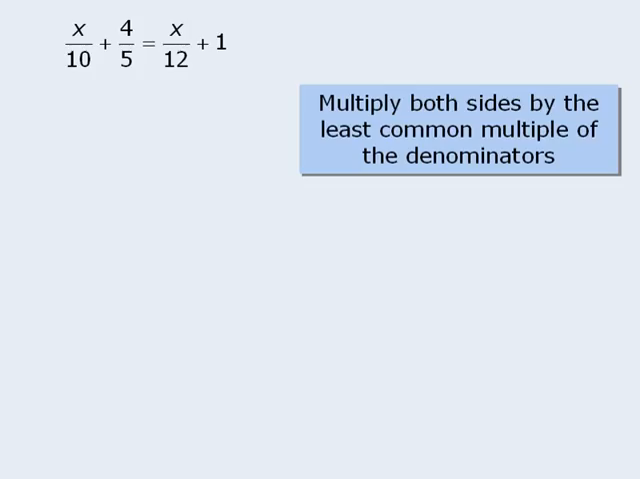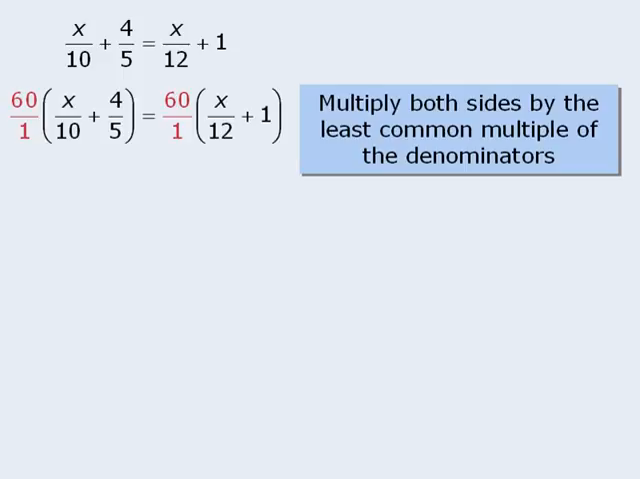Once again, to eliminate the fractions, we'll multiply both sides of the equation by the least common multiple of the denominators. Here, the least common multiple of 10, 5, and 12 is 60, so we will multiply both sides by 60. From here, we will expand both sides beginning with the left-hand side. 60 times x over 10 is equal to 60x over 10, and 60 times 4/5 is equal to 240 over 5. On the right-hand side, we'll multiply 60 by x over 12 to get 60x over 12, and we'll multiply 60 by 1 to get 60 over 1.